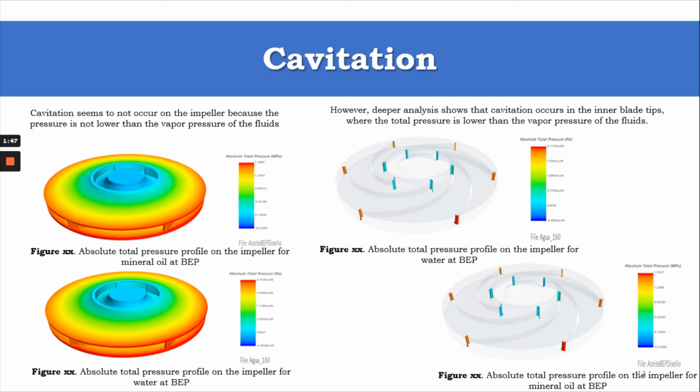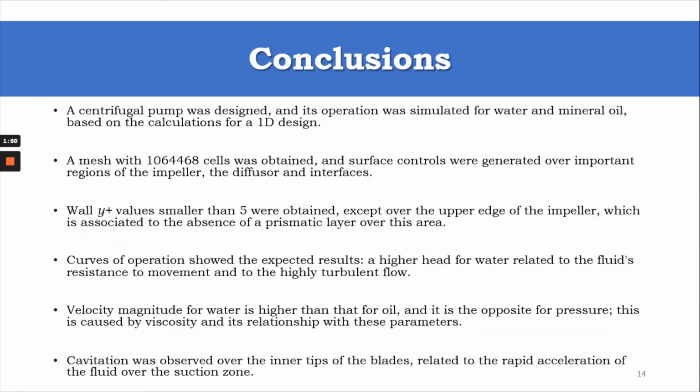Now we have some conclusions about the project. The first one is a centrifugal pump was designed and its operation was simulated for water and mineral oil based on the calculations for a 1D design. A mesh with more than 1 million cells was obtained and surface controls were generated over important regions of the impeller, the diffusers, and interfaces. Y plus values smaller than 5 were obtained except over the upper edge of the impeller, which is associated to the absence of the prismatic layer over this area.